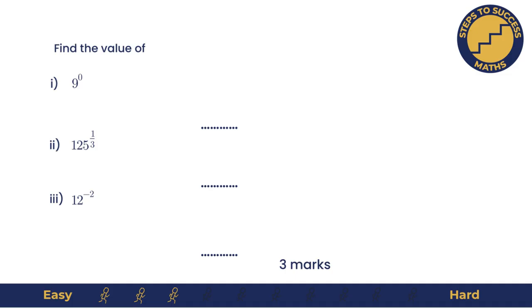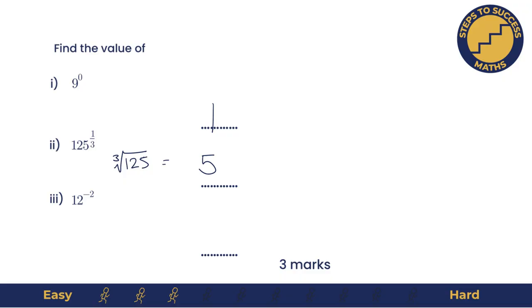Find the value of 9 to the 0. Remember, that's just 1. Anything to the power of 0 is always 1. 125 to the 1/3. So remember, this is now a cube root, little 3 and then a root of 125. So what times by itself again gives 125? So that's going to be 5.